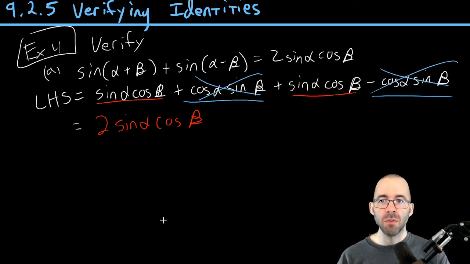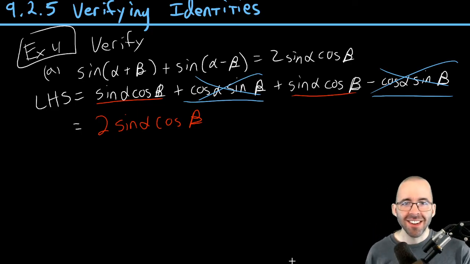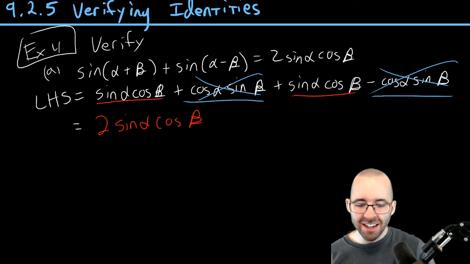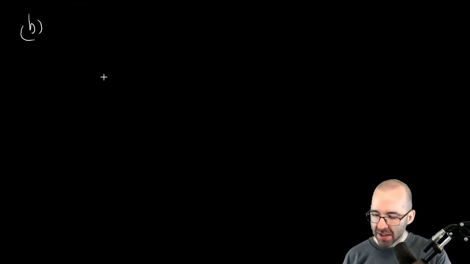Neat. Wow, that was easy. It's just like 2 steps. All right. Sometimes these identities look more intimidating than they are. And sometimes they are just hard. But that's it. Let's do letter B.